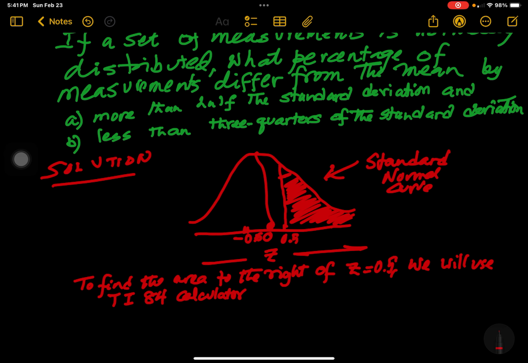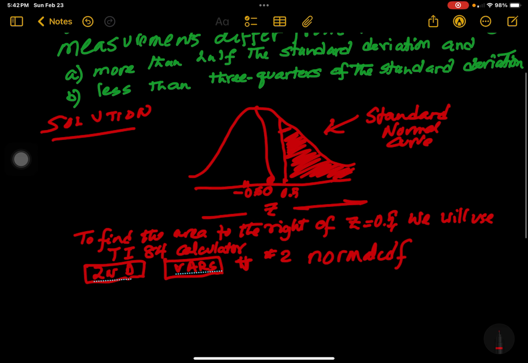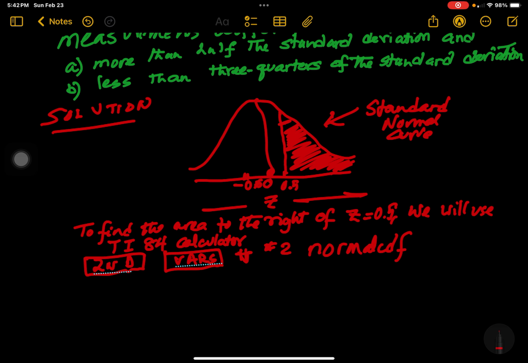Okay, so we are going to use the TI-84 specifically. You press the second button, then the VARS button, which is in the third row of the calculator. Then we scroll down to number 2, which is normalcdf. This function helps us find the area under a normal curve.